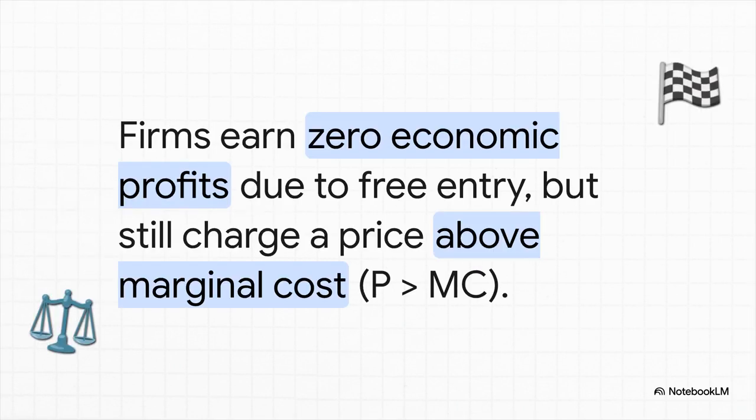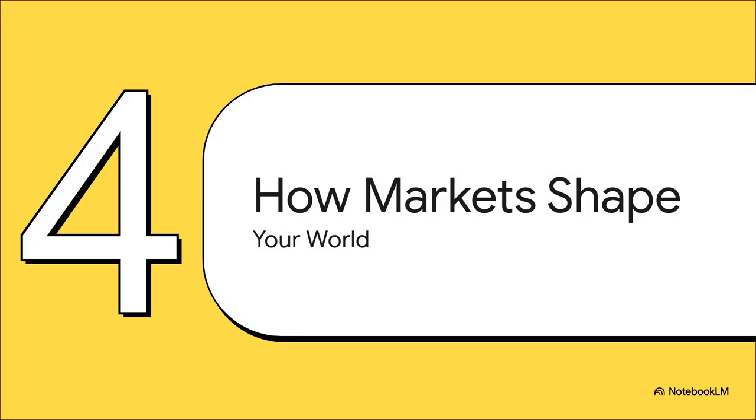And here we see that hybrid nature pop up again. Just like in perfect competition, that free entry means any short-term profits get competed away pretty fast, leading to zero economic profit in the long run. But, and this is a big but, because their product is still a little bit different, they hang on to a tiny bit of pricing power, so they continue to charge a price that is greater than their marginal cost.